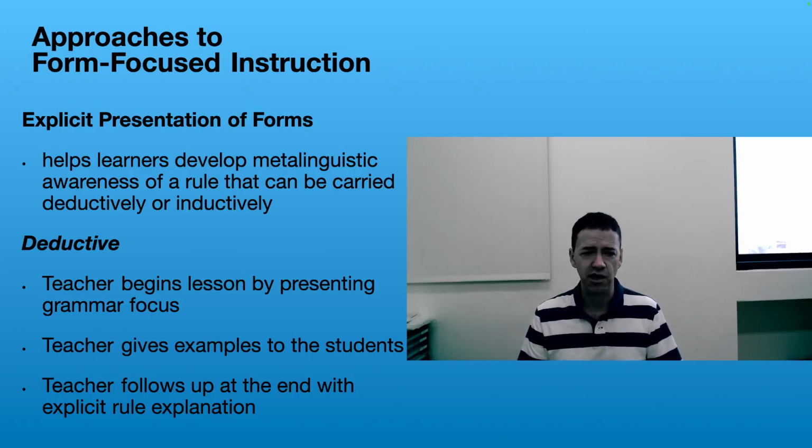Now, if you use a deductive approach, the teacher will begin the lesson by presenting the grammar focus, okay? So here's the grammar that we're going to learn today, okay? And then the teacher gives examples to the students, and then the teacher follows up at the end with explicit rule explanation.